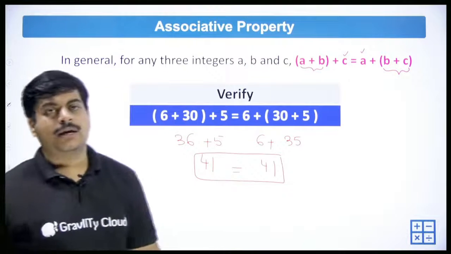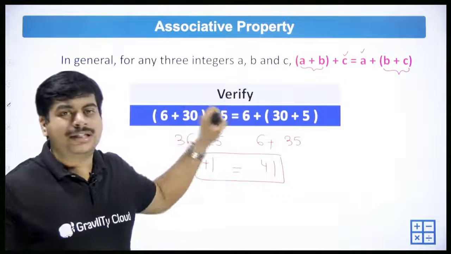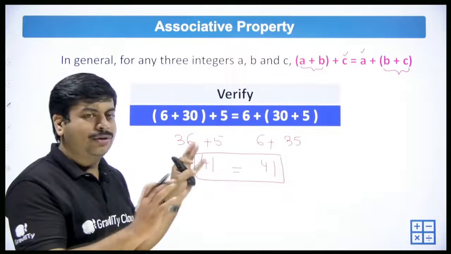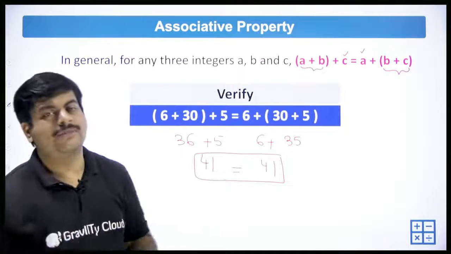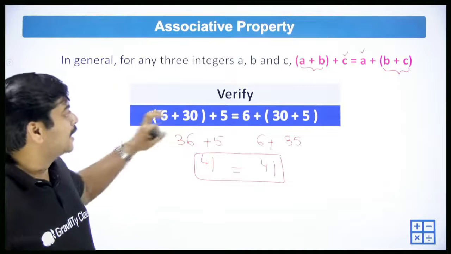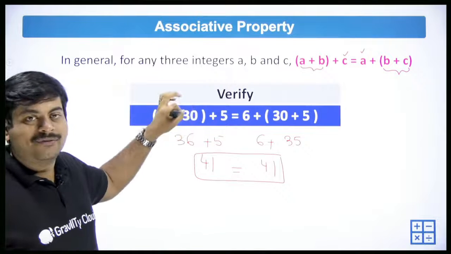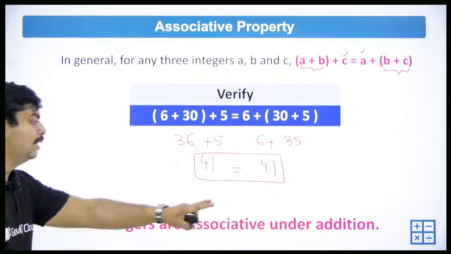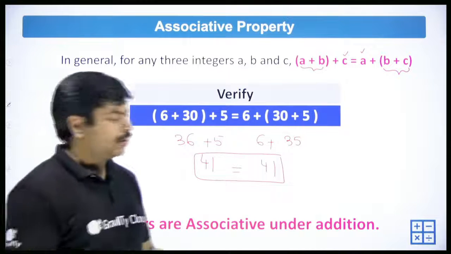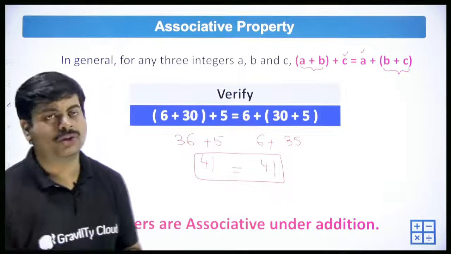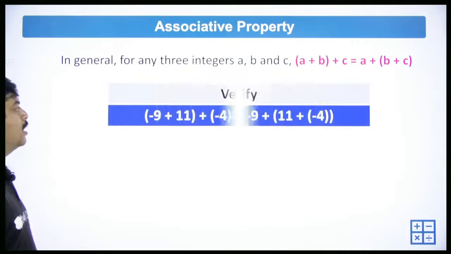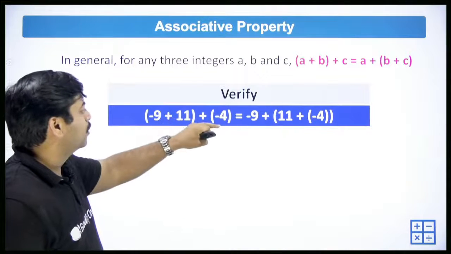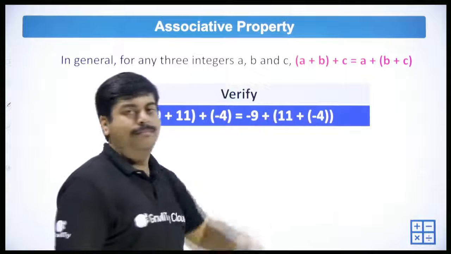So when we are talking about all positive numbers, yes, it is valid. But let us not conclude with this one. Let us also take some negative values. From this I can say that yes, associative property is valid with addition, but let us not fix it for now. Let us take one more question: minus 9 plus 11 plus minus 4, and minus 9 plus 11 minus 4, grouped in two different ways.